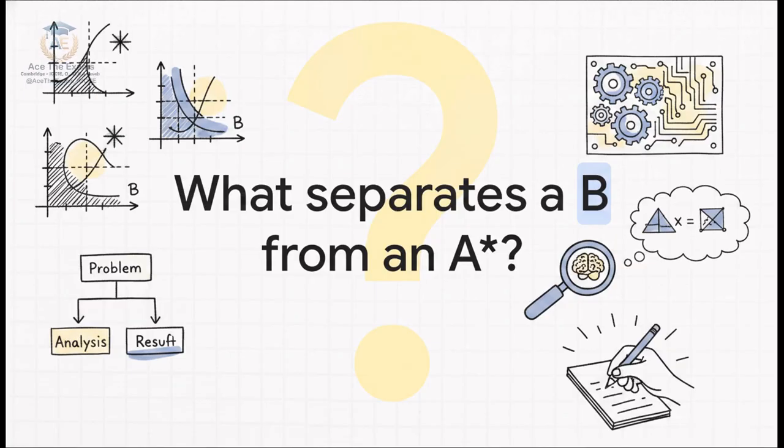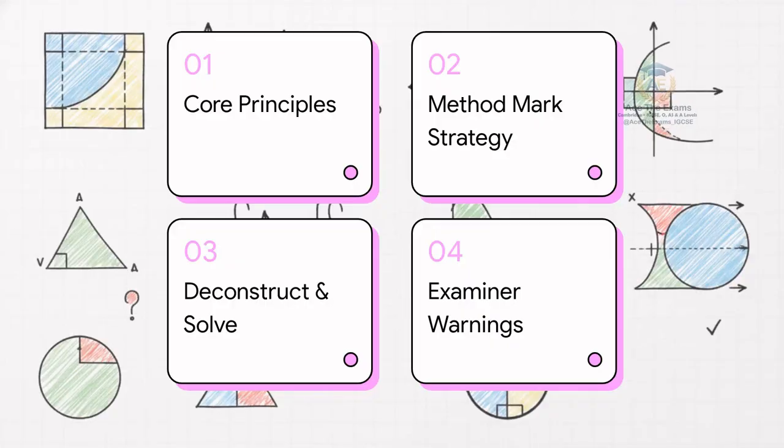It turns out the difference isn't just about magically getting that final number right. It's entirely about how well you communicate your underlying theoretical architecture. So today, we're pulling back the curtain to explore exactly what these examiners are desperately searching for to guarantee you hit those top-tier grades. To get you to that A-star standard, here is our roadmap for today.